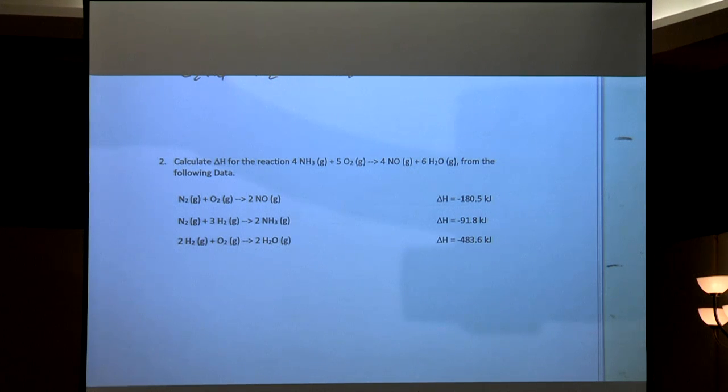But how do you find the change of H? You multiply the change of H by the number as well. If you're doing that to a reaction, you're multiplying it by the number 2. Okay? No problem.